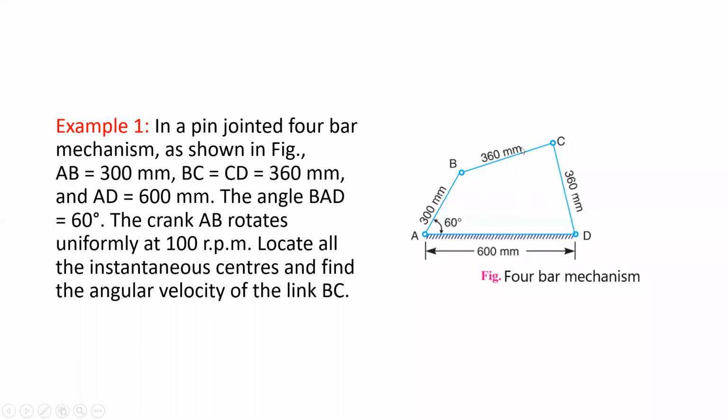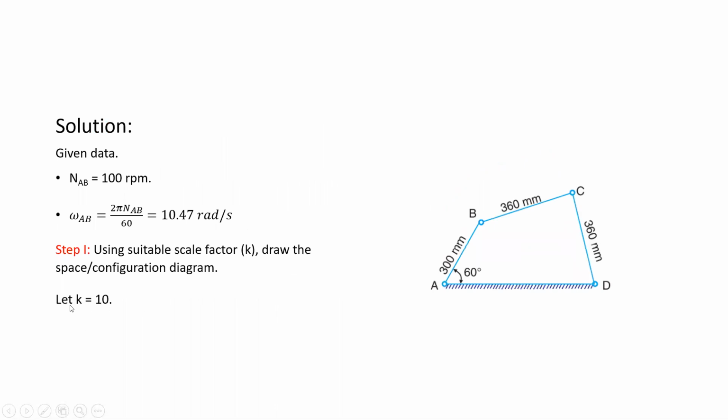So we have to scale down. We cannot draw a line of 600 mm in the notebook, right? So we have to select a proper scale for it. What scale we select depends on how much paper size is available with you. For convenience I am taking the factor as 10, 1:10. That factor I am calling k equal to 10.